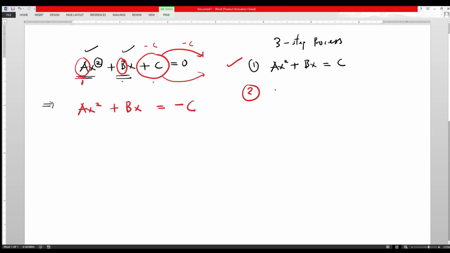So how do we achieve that? It means we need to divide the equation by a. Okay? So let me finish up this process.